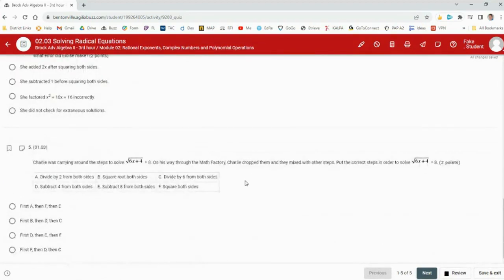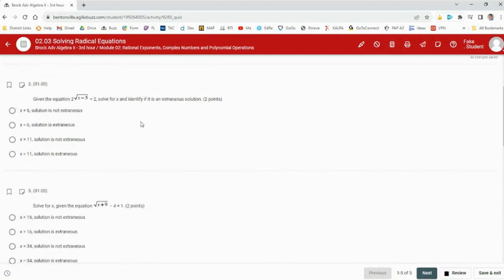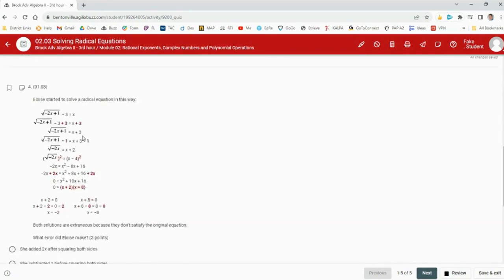Here's our assignment. We have 5 problems. They're all multiple choice. Solve for X, identify if it's an extraneous solution. So in this one, you have some solutions, and is it extraneous or not? So you might find the solution, but you also have to check it. Here's another one. What's the solution? Is it extraneous? Is it extraneous?